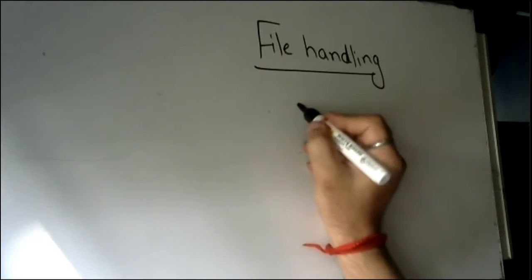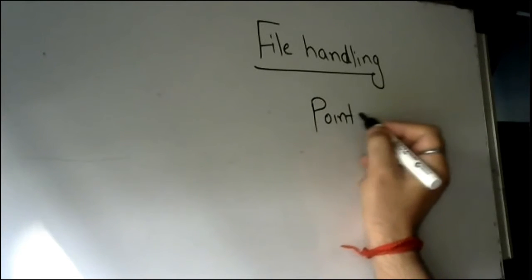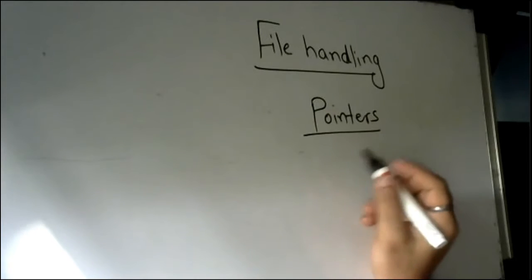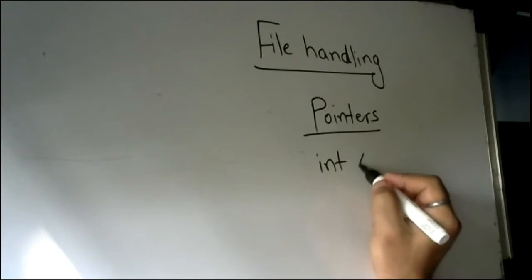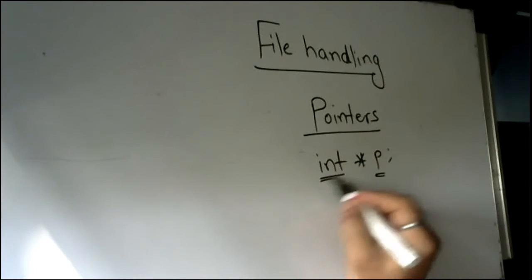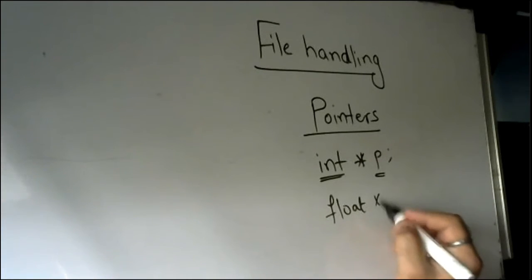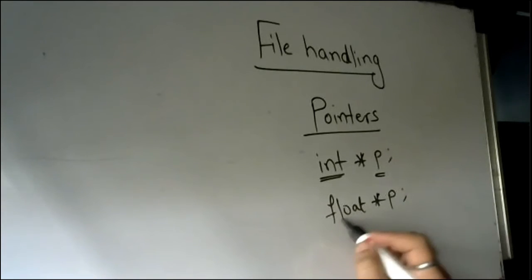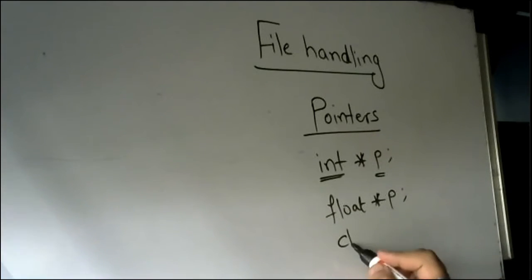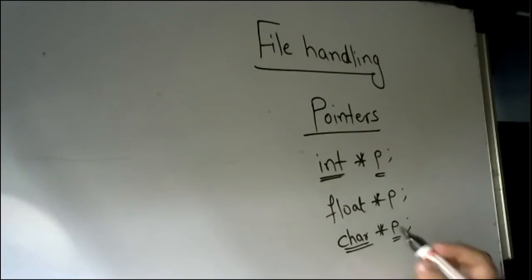Okay. So first thing which I want to tell you is, now you all know we have seen the concept of pointers, right? In pointers, suppose if I write int star p, this p is a pointer variable which can store the address of any integer data type. Similarly, if I write float star p, then p is a pointer to float type variable. Similarly, char star p, then p is a pointer to character type variable. Now you all know these basics of pointers.